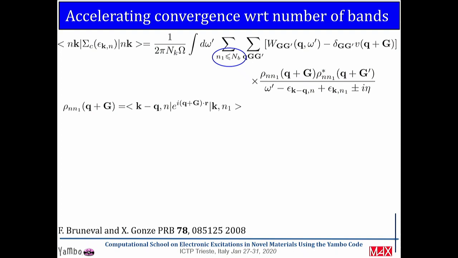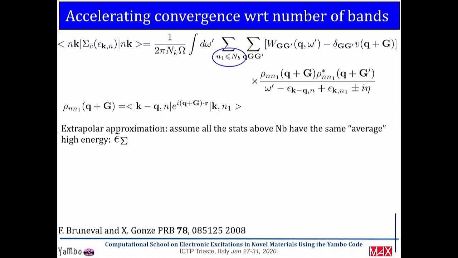consists simply in, it's very simple to understand, let's truncate our summation to a certain band, this big NB, and let's see what is missing from the other bands we are not including. And we do an approximation, the extrapolar approximation. We assume that all the states above this high number of bands have the same average energy epsilon sigma.